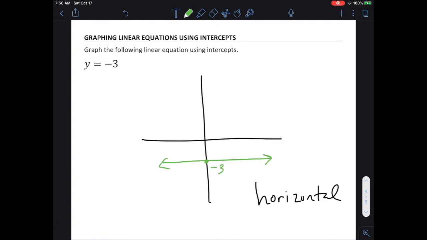That means it's not going to have an x-intercept, because a horizontal line is parallel to the x-axis, so it's never going to cross the x-axis. So this is an example of a linear equation that only has one intercept, and it has a y-intercept.